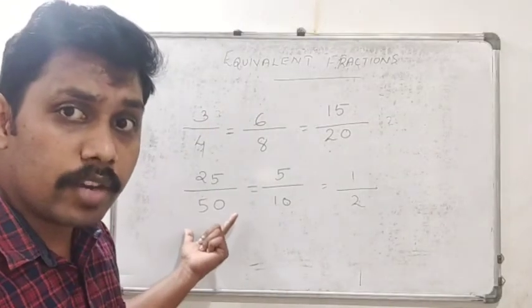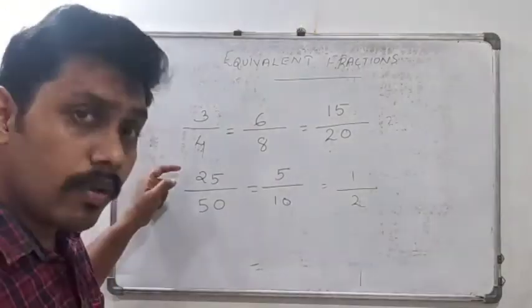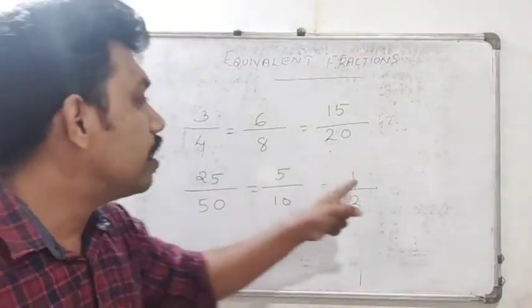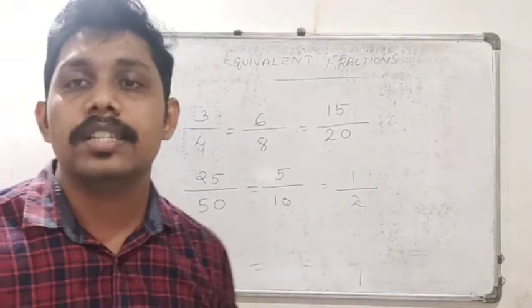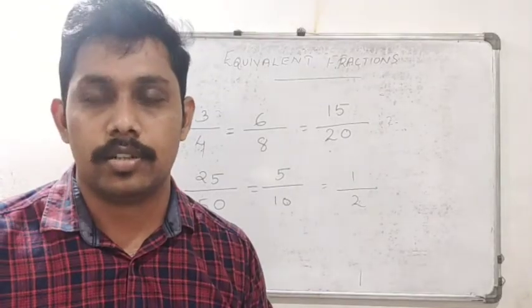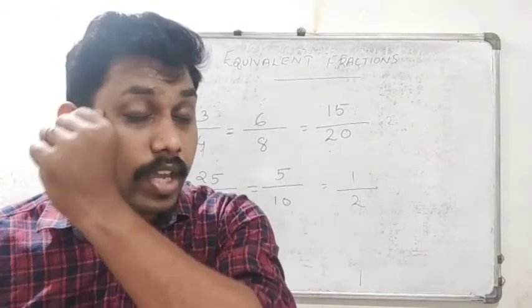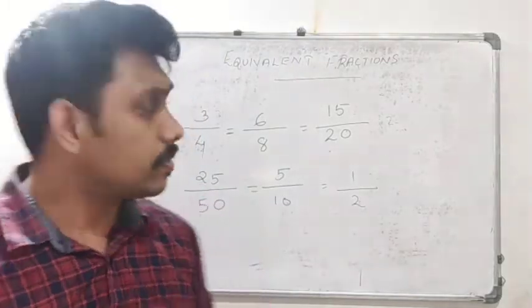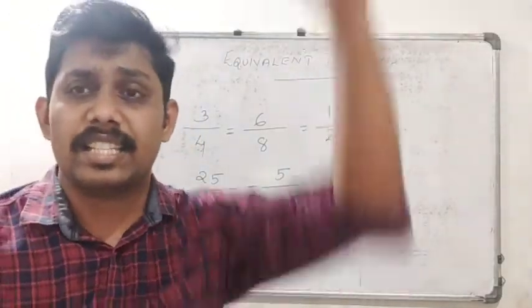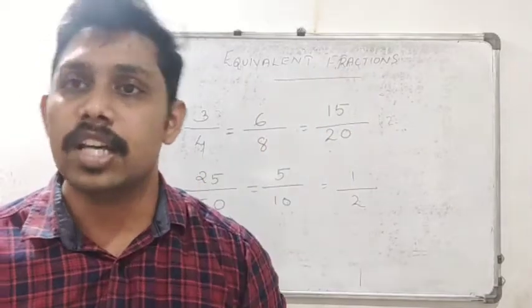Okay, here we divided 50 by 25, so we need to divide this numerator also by 25. Here we get the answer 1 by 2. This is the equivalent fractions. So this also we discussed in our previous class. In the exercise, there is a last section that we will discuss in the Zoom class.